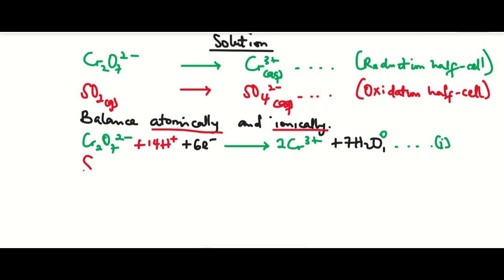For the oxidation half cell equation, we have SO2 to give SO4 2 minus aqueous. Now, to balance atomically, note that we have 1 atom of sulfur, and at the product side we have 1 atom of sulfur. But here we have 2 atoms of oxygen, and at the product side we have 4 atoms of oxygen. So there is a difference in the number of atoms of oxygen present. So we have to simply increase the number of oxygen at the reactant side by 2 to match up with the number of oxygen at the product side. Hence, we have plus H2O.